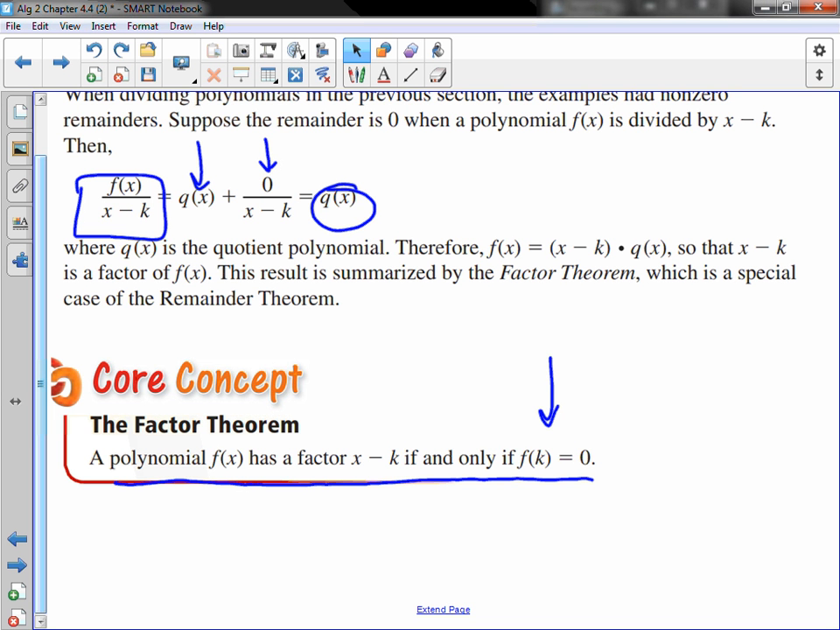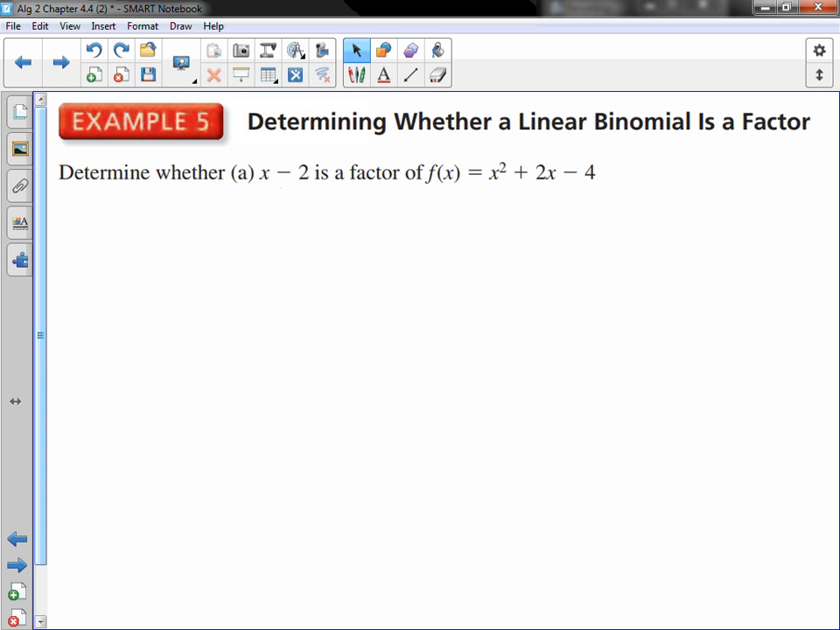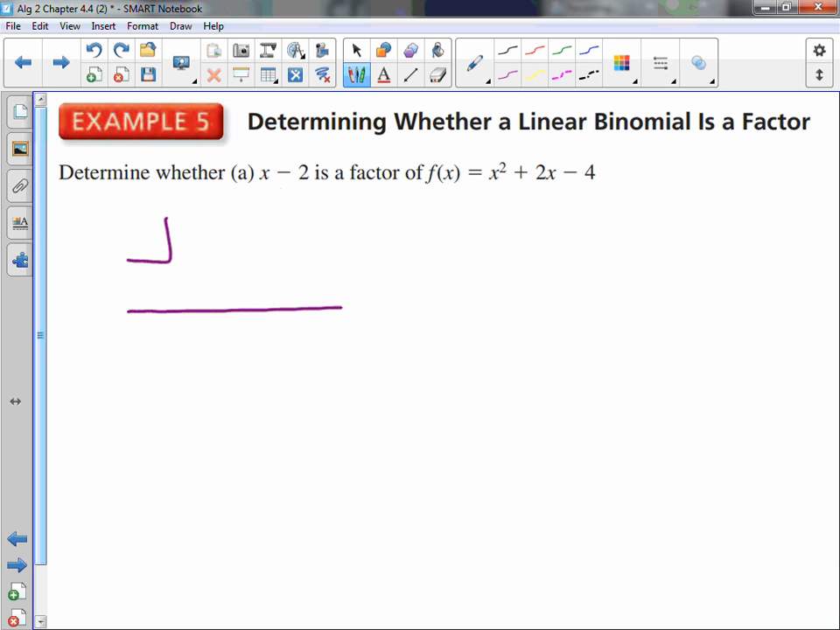So if we use synthetic division or plug it in, either one, and we get a remainder of 0 or a value of 0 when we plug it in, then it is a factor. It's one of our solutions. And that's what we're going to look at first, determining whether this x minus 2 is a factor. There are two ways we can do it. The first way we're going to do this is using synthetic division.